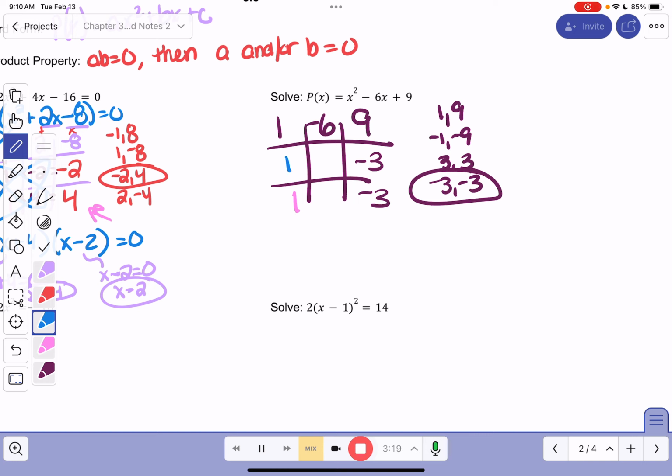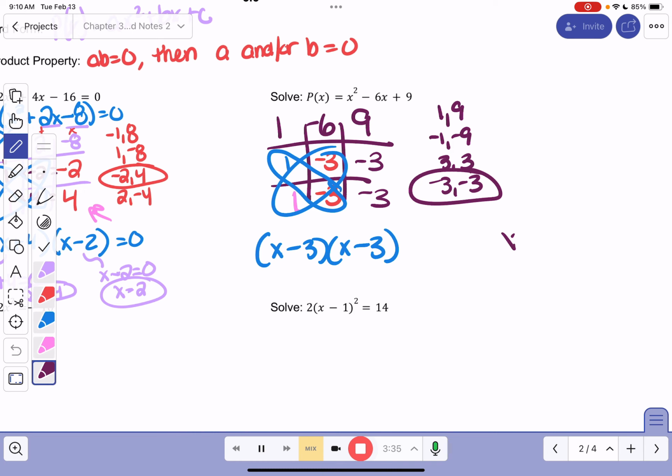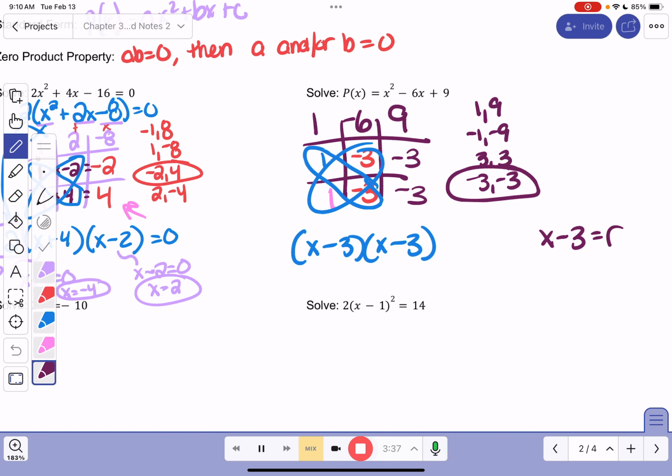Multiply up. 1 times 1 is 1. And then multiply across. 1 times negative 3 is negative 3. 1 times negative 3 is negative 3. If I circle those, I get x minus 3 and x minus 3. Now those are the same. So if I do x minus 3 equals 0 and add 3 to both sides, I'm going to get 3 for both of them. This just means there's only one x-intercept. That's fine.